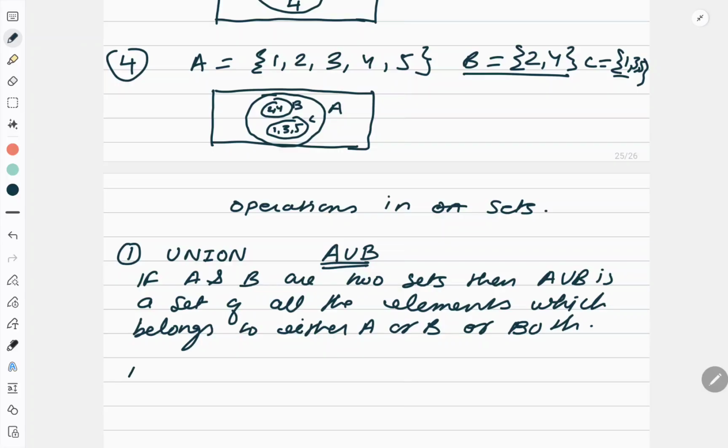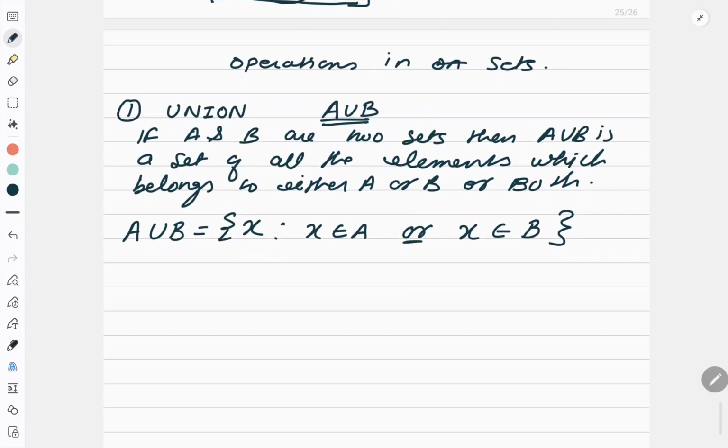Okay, so mathematically how I can write A union B is X such that X belongs to A or X belongs to B. Now this OR is very important. Always remember, whenever OR comes into picture, it means union. Okay, and there is one more very important concept you need to understand. If I say X belongs to A union B, implies X belongs to A or X belongs to B.